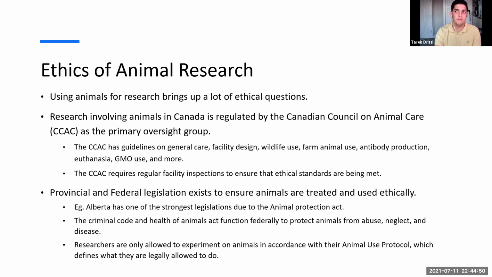For example, anything that overtly brings distress to an animal or is abusive towards an animal will never get approved. So the only way you could do that would be illegally, and they inspect facilities for these things. So that would be committing a crime. So there's a lot of ethics behind it. We're not just taking animals and doing whatever we want with them. There's a lot of legislation.